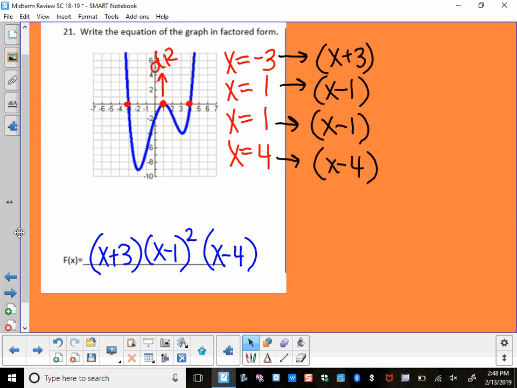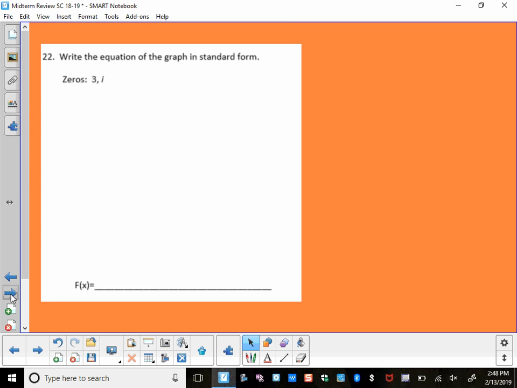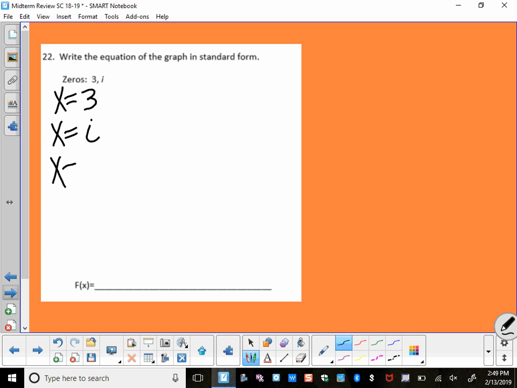Are there any questions on number 21? I am not going to make you do number 22. Guys, listen up. Number 22, I don't think we talked about it much this year, but I still put it on the answer key, if you wanted to try it. The difference with number 22 is that they're giving us our zeros. So I have x equals 3 and x equals i. The tricky thing is when we have i, you also basically have the plus or minus. So you basically have x equals 3, x equals i, x equals negative i.